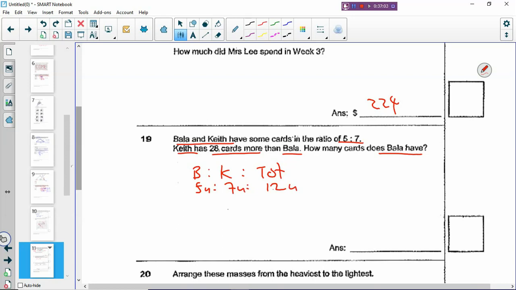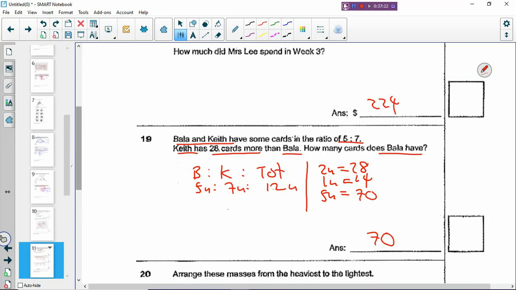So Keith has 28 more than Bala. So of course that will be 2 units more. And 2 units more is 28. So your 1 unit will be 14. So how many cards does Bala have? Bala has 5 units, and that's how you get 14 times 5, which is 70. Okay, so have a total in your ratio.